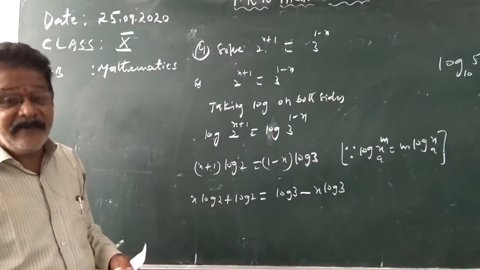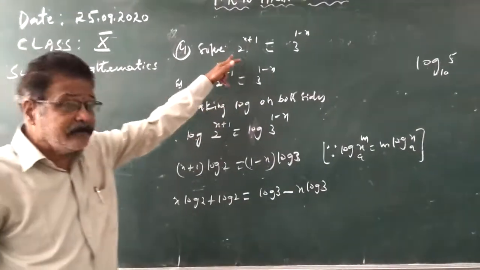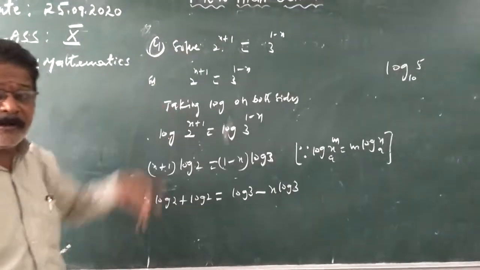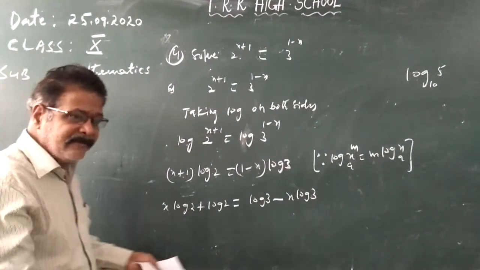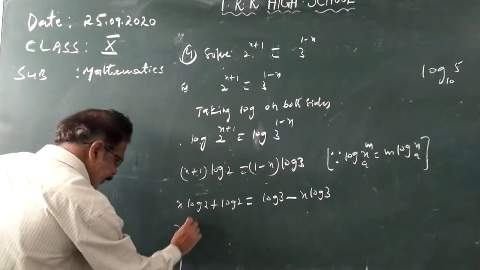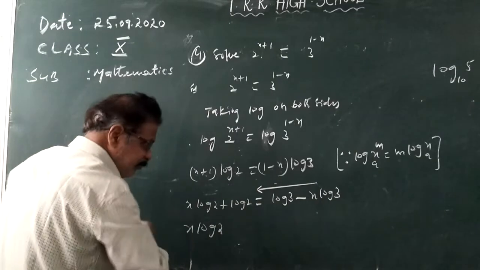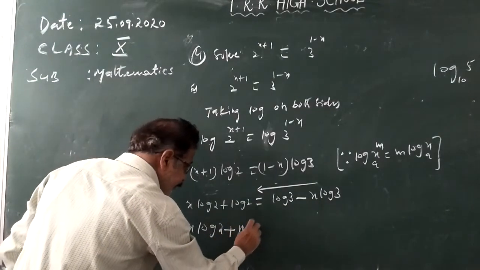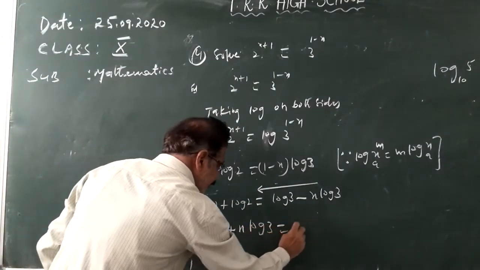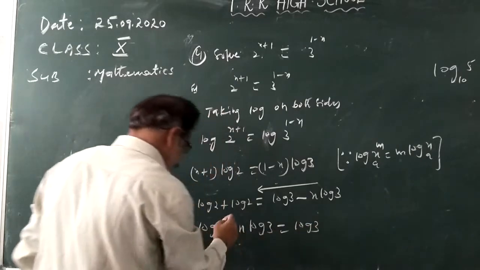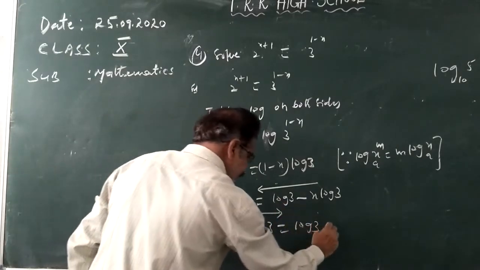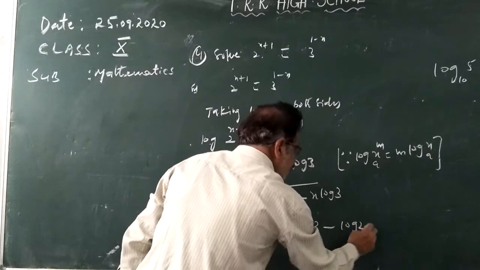Solving means finding the variable value. What variable is involved in this expression? The x variable. So you have to find out the x value. So all x terms we bring to one side. Here x log 2 is there, and minus x log 3 shifted to the left side becomes plus x log 3, equal to log 3. Now plus log 2 shifted to the right side becomes minus log 2.